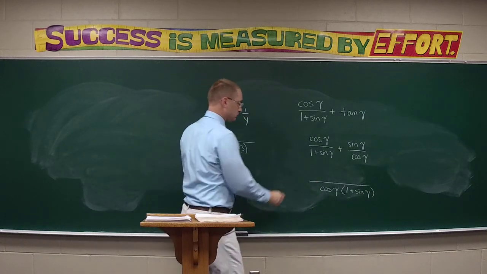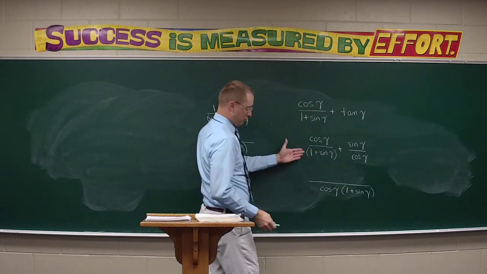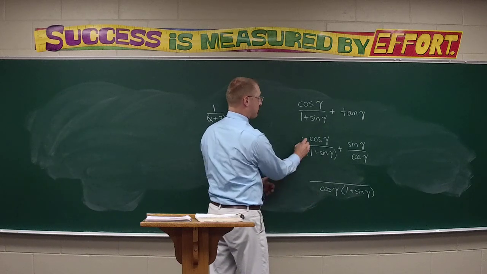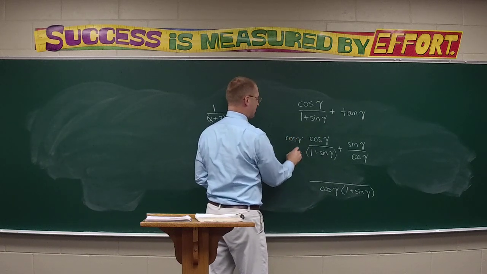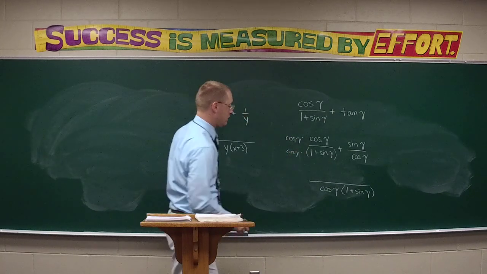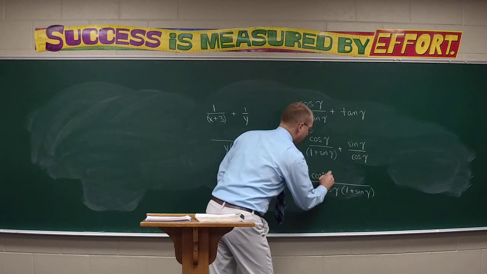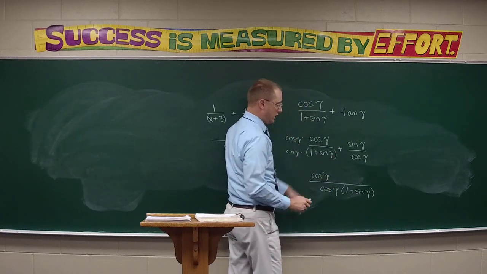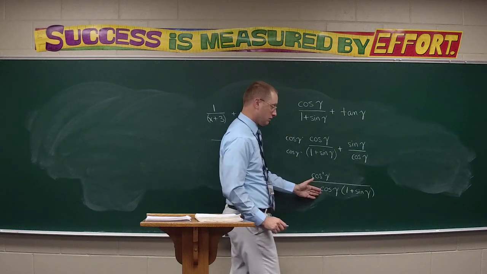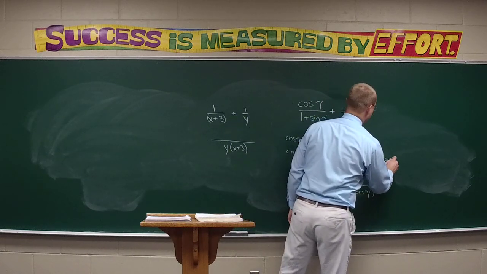So, from here to here, what's got to change? Multiply by cosine gamma, top and bottom by cosine gamma. What does that give me in my numerator now? Cosine squared gamma. Let's go over here. I've got a cosine gamma. I need a cosine gamma times 1 plus sine gamma. What's missing? 1 plus sine gamma.